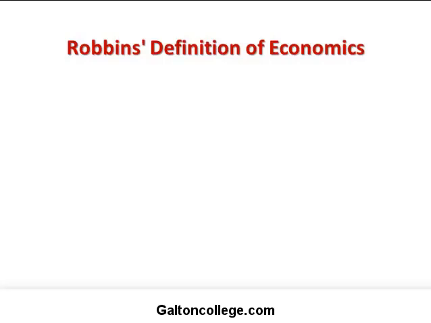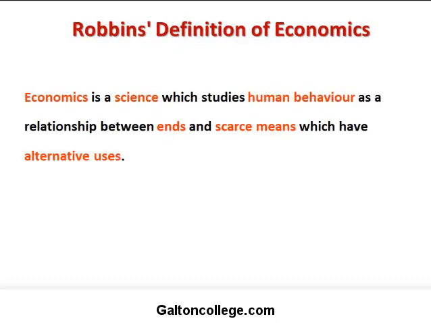In this video we're going to look at wants. Now wants and ends, we'll use the words interchangeably. Wants and ends appear in the Robbins definition of economics. Robbins has a very famous definition of economics, one which virtually all students of economics know and love. The Robbins definition is that economics is a science which studies human behavior as a relationship between ends and scarce means which have alternative uses.